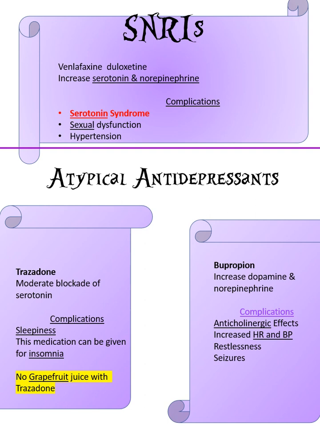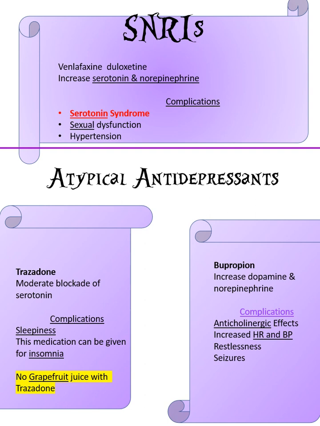And then I have a nice little drug table in there for you. And then we have venlafaxine and duloxetine, which are our SNRIs. So they increase serotonin and norepinephrine. Of course, we can get serotonin syndrome, sexual dysfunction, and hypertension. All that's pretty much the same, with the exception of the hypertension.